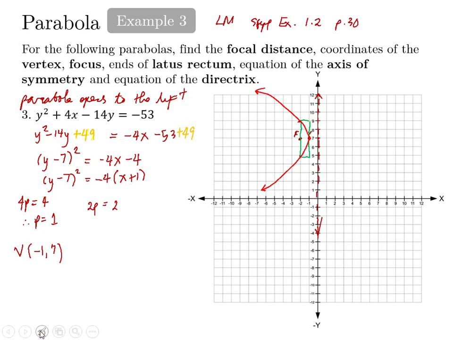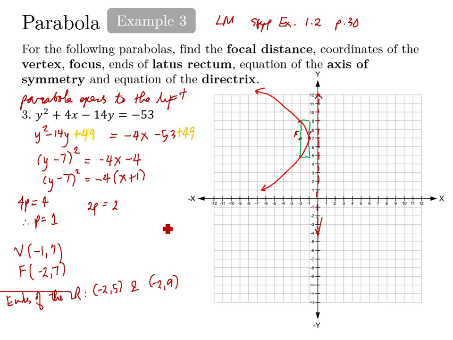Now, let's determine the focus. The focus is at negative 2, 7. And then the ends of the latus rectum. So we have negative 2, 5, and negative 2, 9. And then, axis of symmetry.